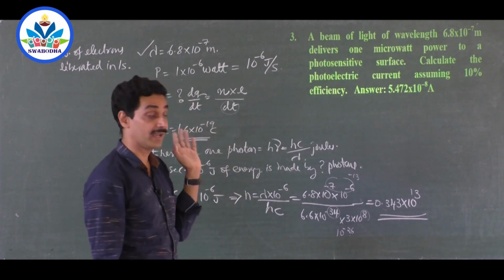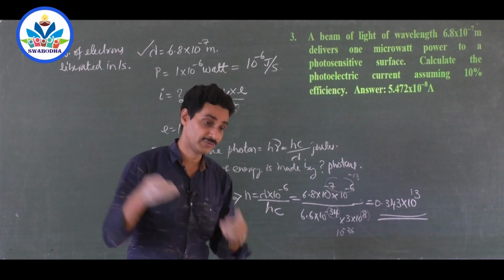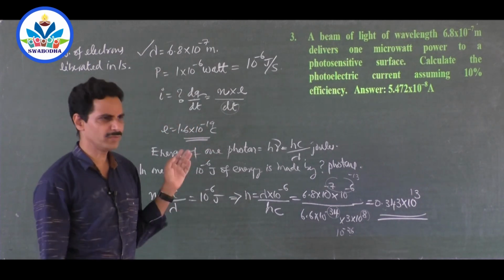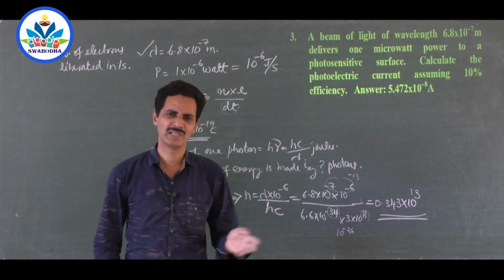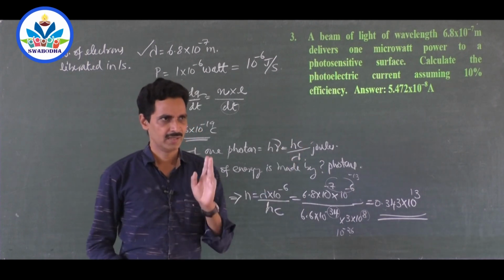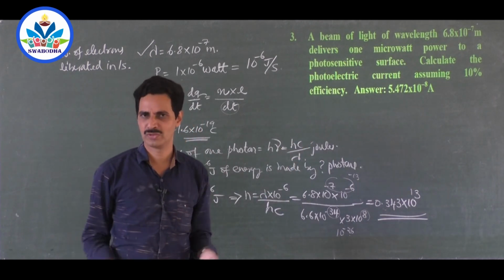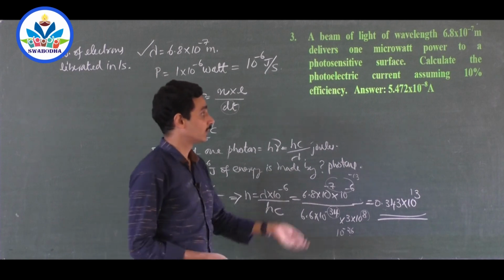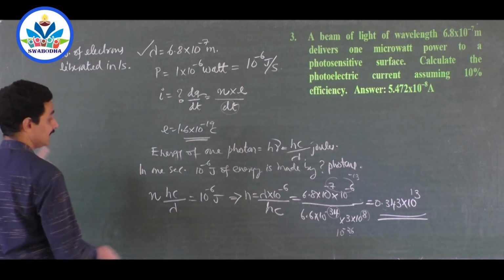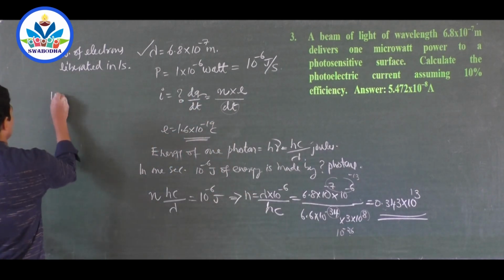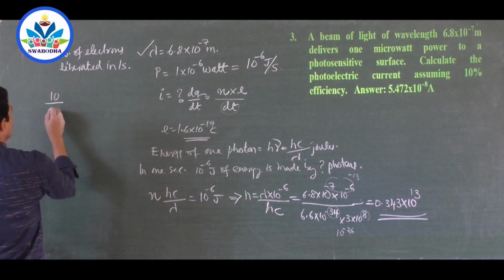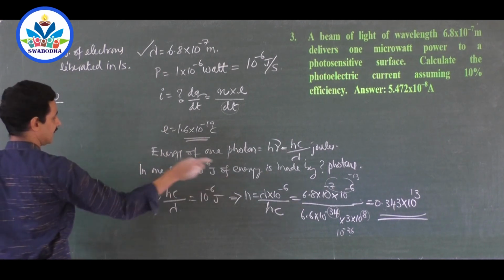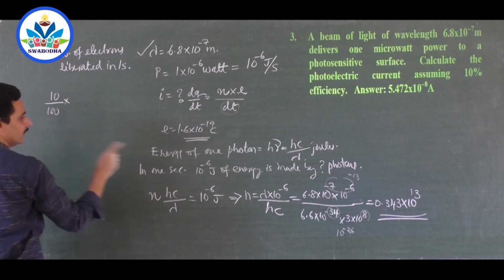I had said that I assume it is 100%, each photon removes 1 electron. But some of the photons may not be able to remove the electrons because they might have gone somewhere else, and that surface may not have received those photons. That may be the reason. So 10% of how much number?